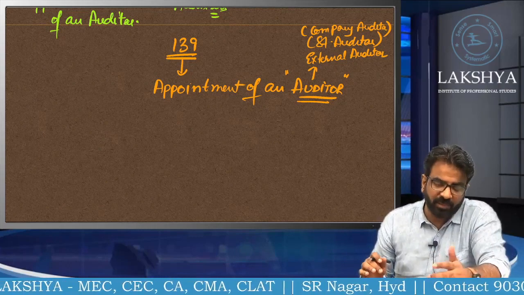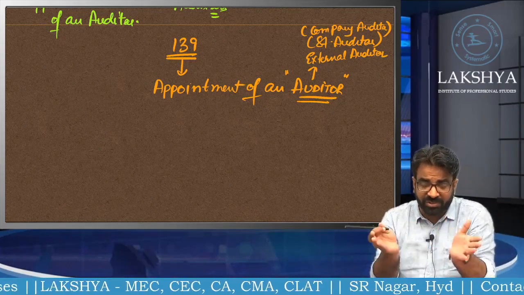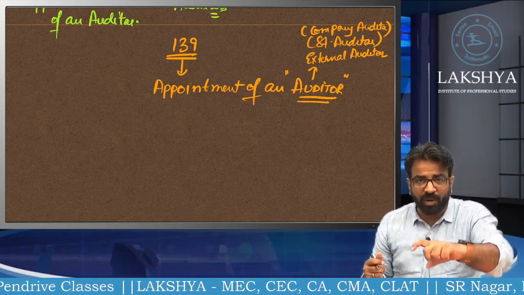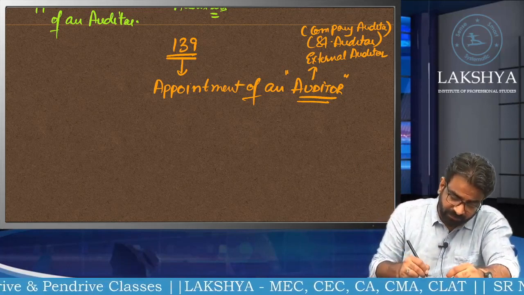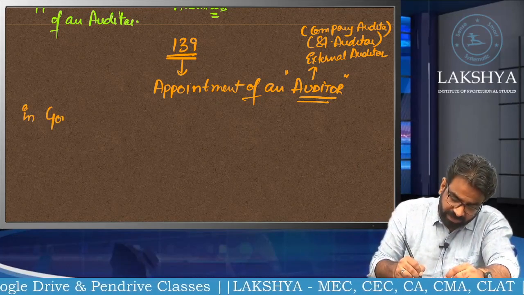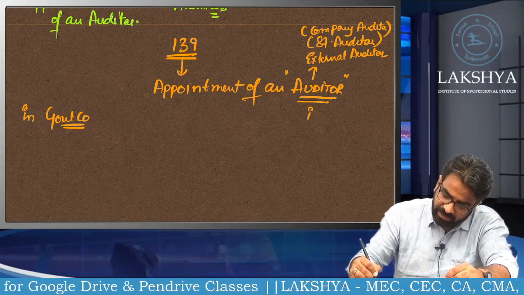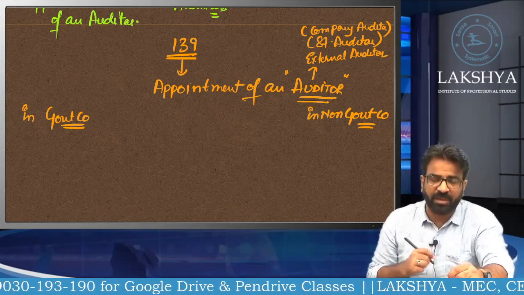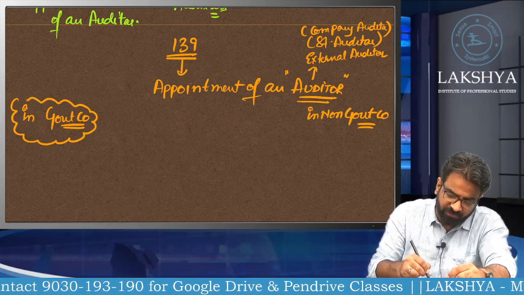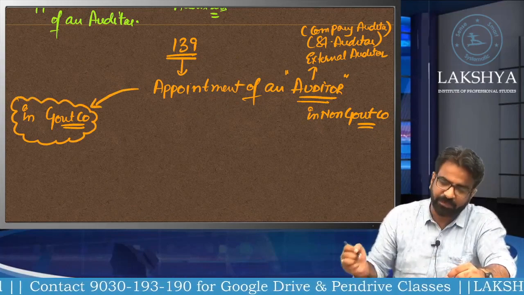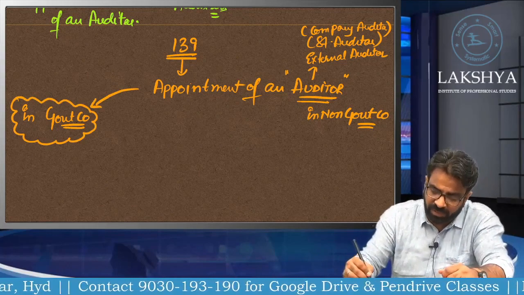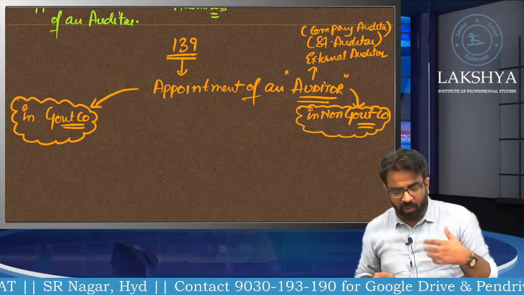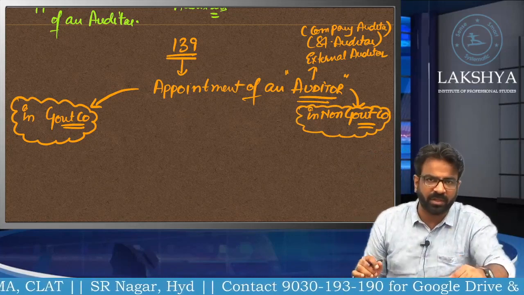Now what are the things we have to do in the appointment of an auditor? First of all, try to learn the structure of the section, and the lawmaker's intention in naming this section. It is known as the appointment of an auditor in a government company and in a non-government company. We have to understand the appointment of an auditor in a government company, and we also have to understand the appointment of an auditor in a non-government company. Theek hai sir? So we will understand the appointment of an auditor in both government and non-government companies.